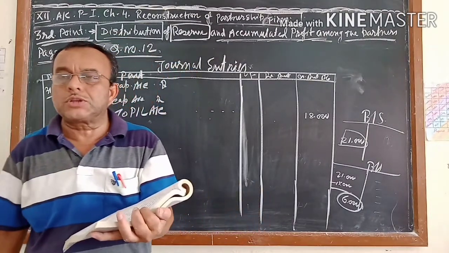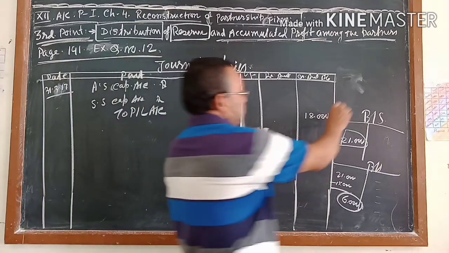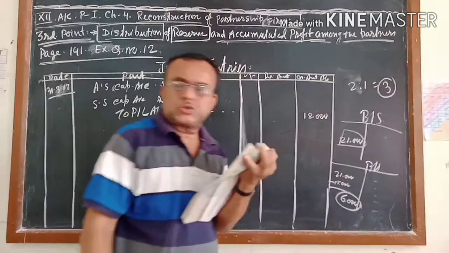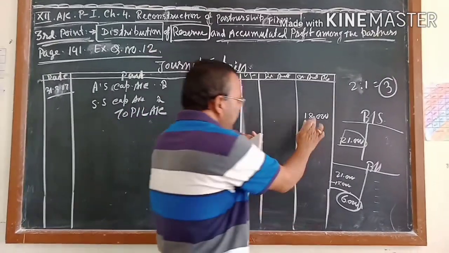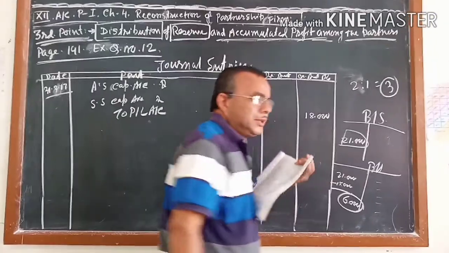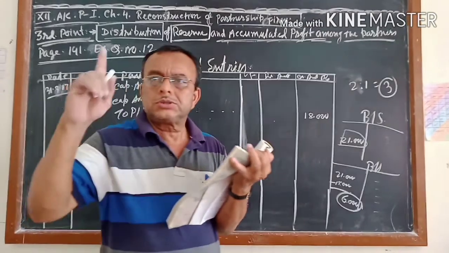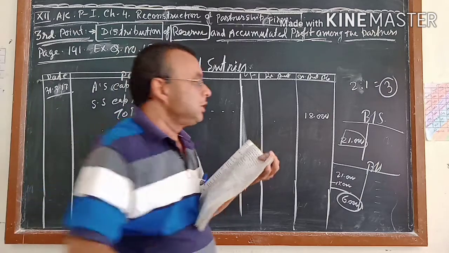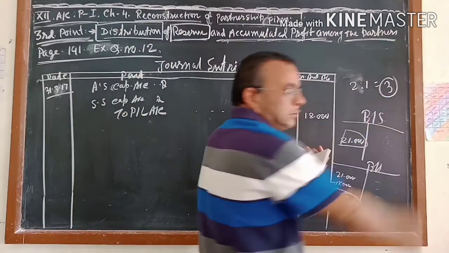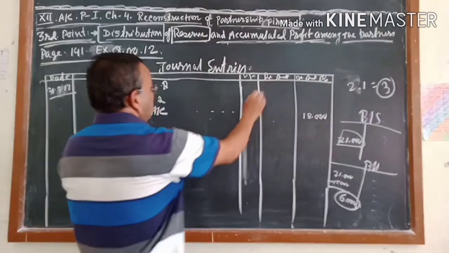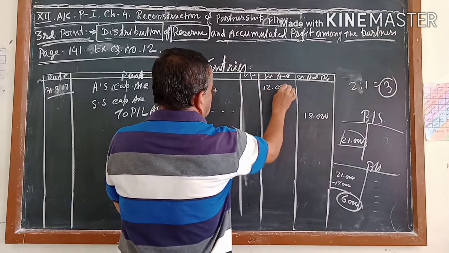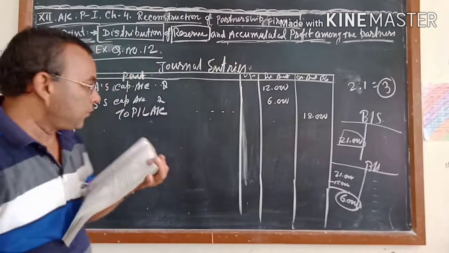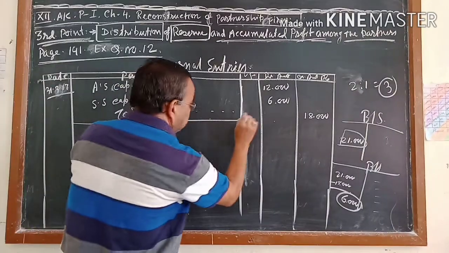You have to know how to save the time also. 2:1, 2 plus 1 is equal to 3. You divide this 18,000 by 3. How much? 6,000. 18,000 divided by 3 is equal to 6,000. 6 into 2, 6 into 1. 6 into 2, 12,000. 6 into 1, 6,000. Without taking calculator, fatapat you have to do. This is the first one.